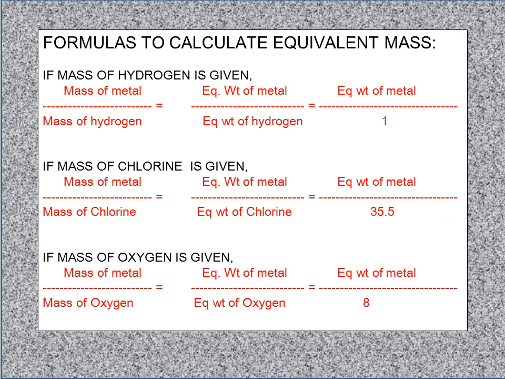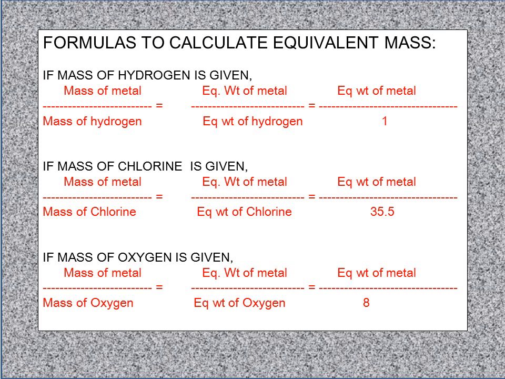Here are the formulas used to calculate equivalent mass. If hydrogen mass is given, then you need to use the formula: mass of metal by mass of hydrogen is equal to equivalent weight of metal by equivalent weight of hydrogen. But equivalent weight of hydrogen is 1. So you can directly find out equivalent weight of metal by dividing mass of the metal by mass of hydrogen. Mass of metal by mass of hydrogen will give you equivalent mass of metal.